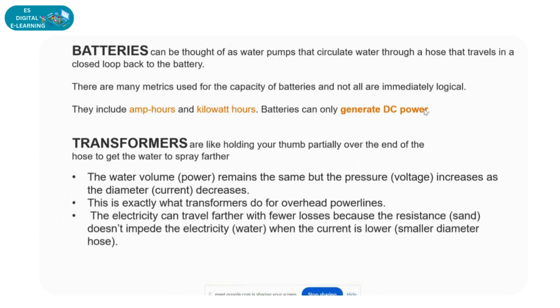Okay, so here I have given some examples related to the water analogy, so that with the help of this you are able to understand. The water volume is the power, the pressure is like the voltage, and the current is the diameter. That's the relation we discussed, and the resistance is like sand.